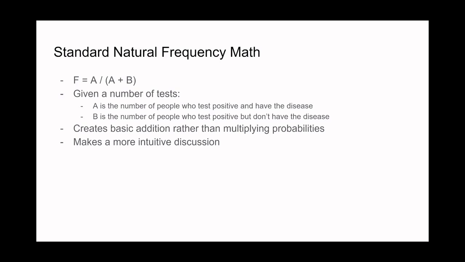So A in this formula, so the frequency here is going to be A divided by A plus B. A is going to be the number of people who test positive that actually have the disease, so that'd be a true positive. And B is going to be the number of people who test positive but don't have the disease. So that would be a false positive. So basically all the positives added up together. And really, it's basically the same math in all honesty. But what it does is make things more intuitive. So instead of having to deal with all these complex abbreviations for probabilities, you're just dealing with basic fractions.